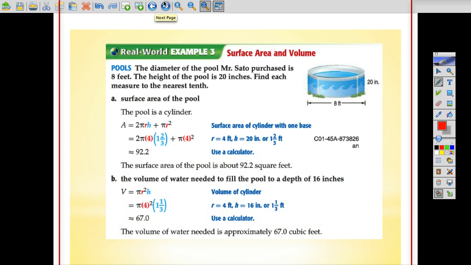Okay, welcome back. All right, here is a real world example 3, surface area and volume. Here's a swimming pool that's not in the ground. What do you call this? An above ground swimming pool. All right, so the diameter of a pool that Mrs. Sato purchased is 8 feet. The height of the pool is 20 inches. Find each measure to the nearest tenths.